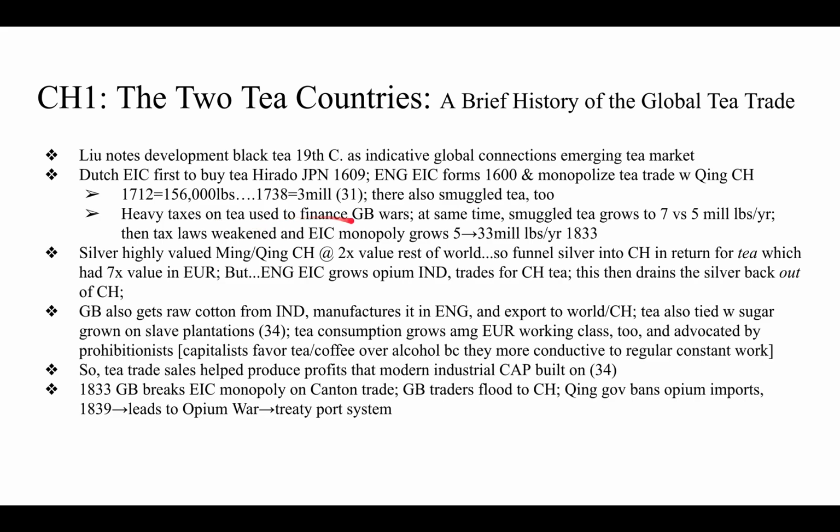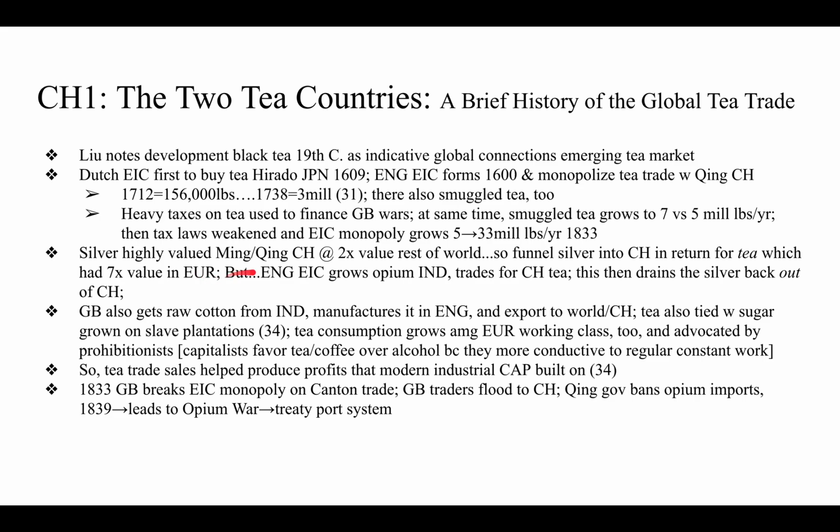Heavy taxes on tea were used to finance Britain's wars throughout the empire. At the same time, smuggled tea grew from 7 versus 5 million pounds a year. Okay, I don't really know what that means, but this grew by the millions as well, I guess, from this time is what he's saying. Then tax laws were weakened and the East India Company monopoly grew even further. So by 1833, it's producing 33 million pounds of tea per year.